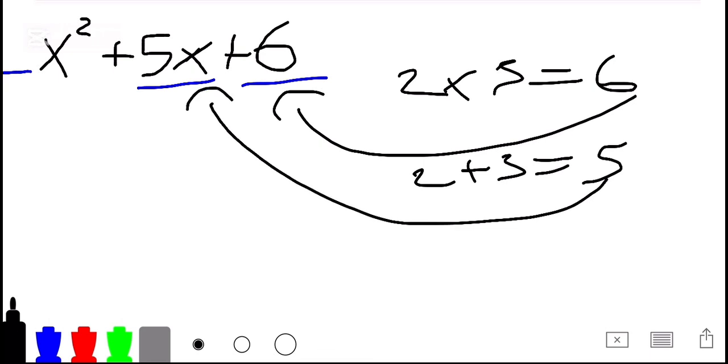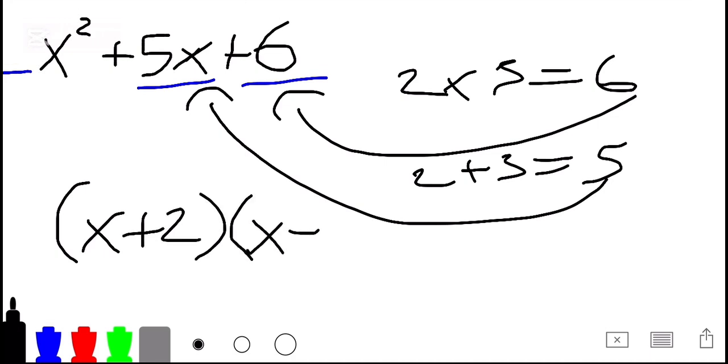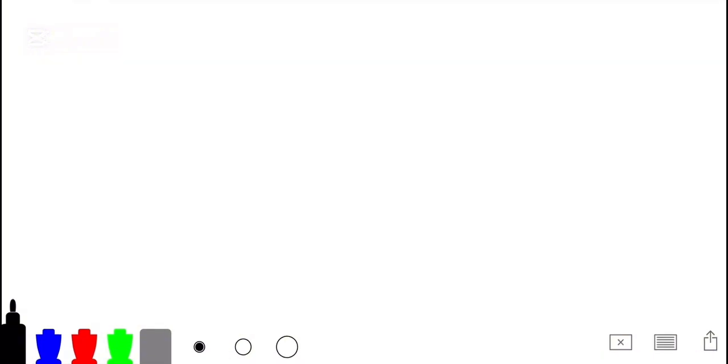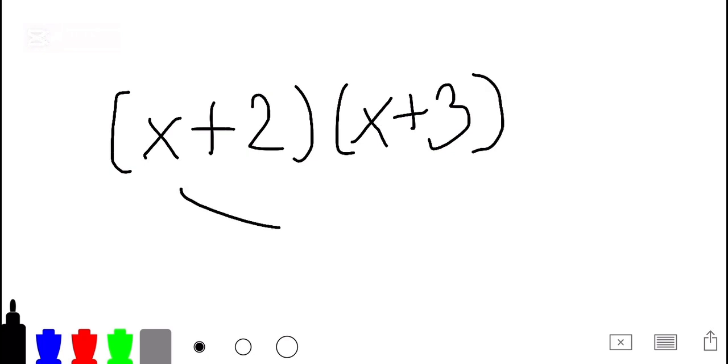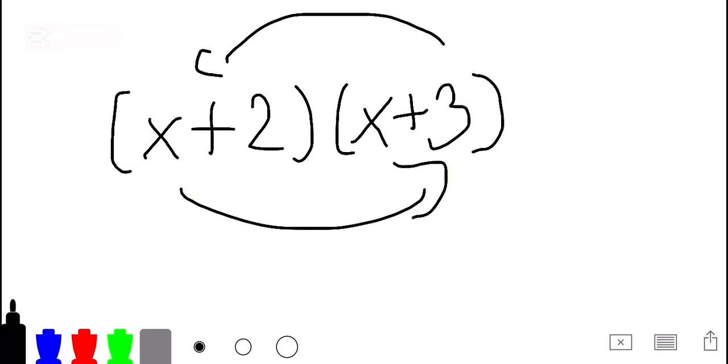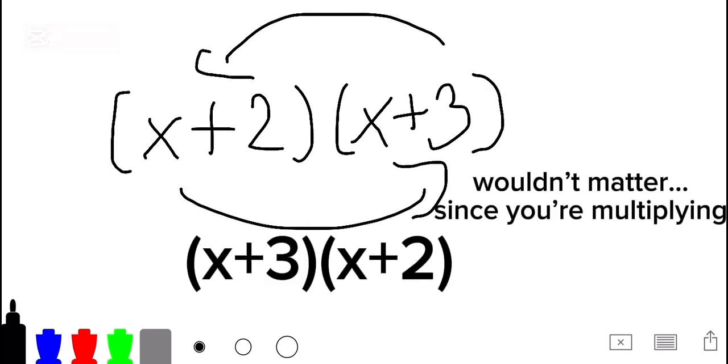So we can write this down as x plus 2 times x plus 3, and this is just a factored version of this. Also note, the order of the binomials doesn't really matter because you're multiplying. So if we have x plus 2 times x plus 3, it could also be flipped the other way, and we could have x plus 3 times x plus 2.